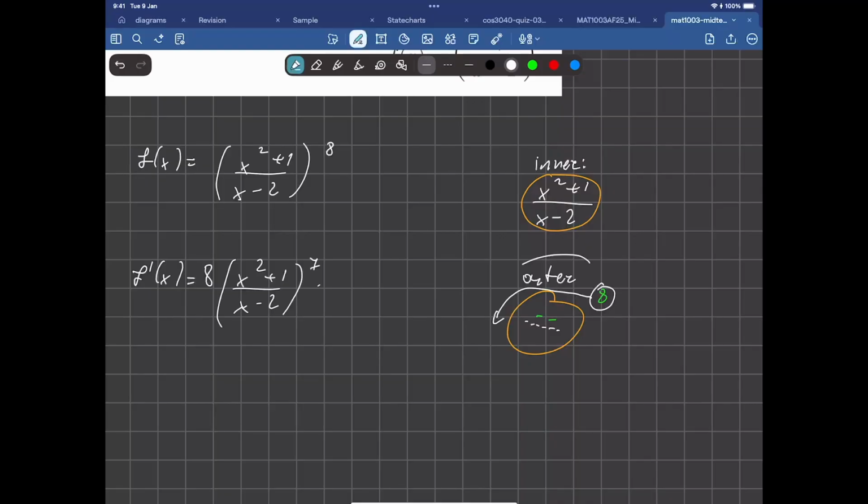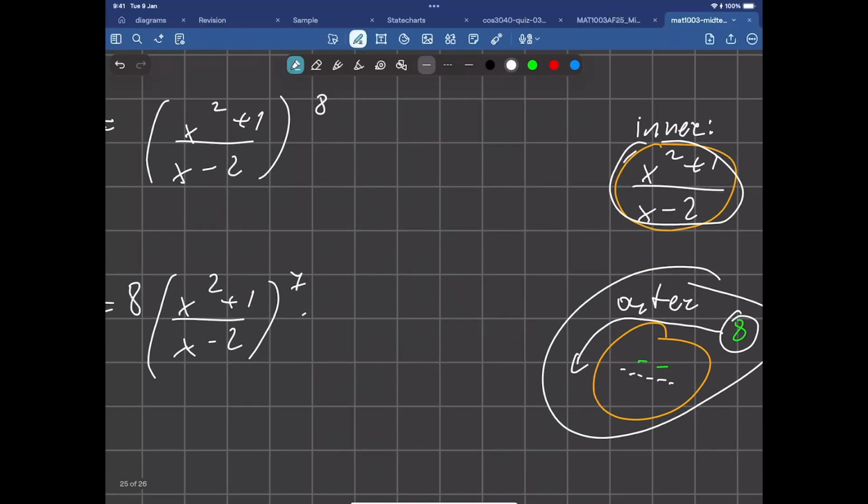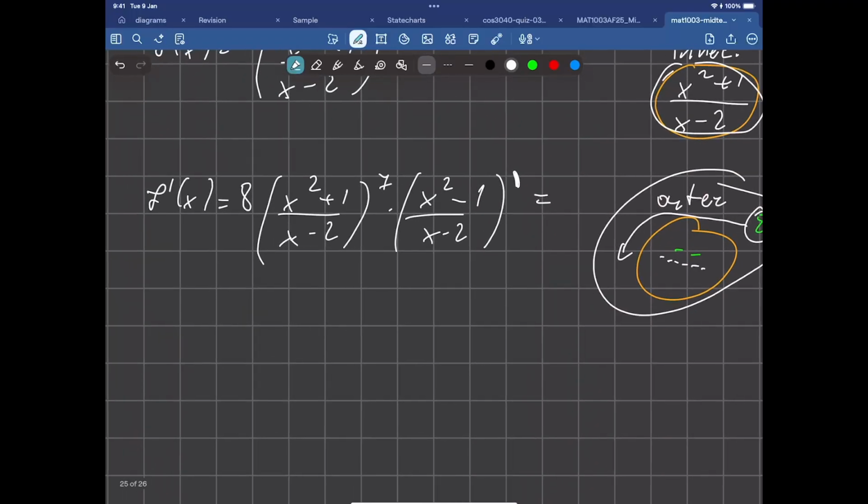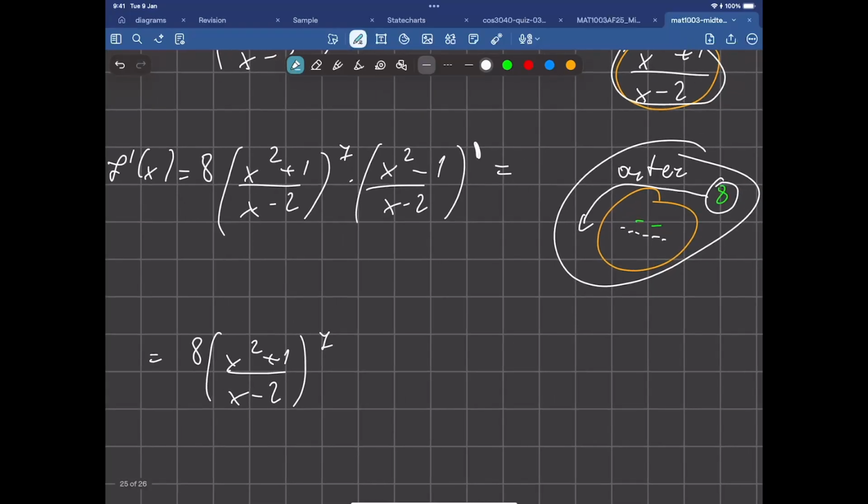But we're not done. We're done with that first part. Now we need to multiply by the derivative of the inner function. What's the catch? The catch is that this is not very easy to calculate, right? I cannot directly calculate the derivative of the inner function like I did in the previous problem. So I'll now just copy it and write the derivative sign. And I'll keep going. So I have 8 times, this will basically remain unchanged, so I'm just going to keep copying it, (x squared plus 1 over x minus 2) to the power of 7 times.